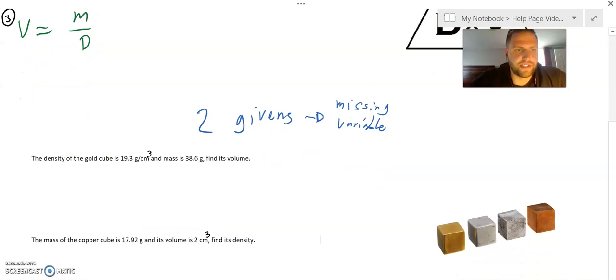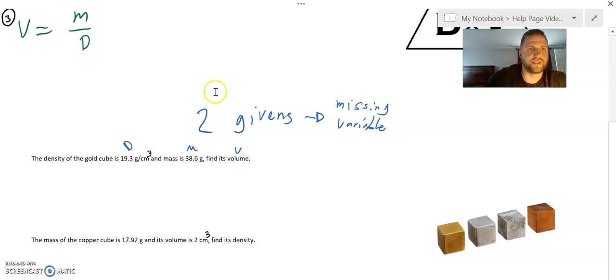So here's what it says. It says the density of the gold cube here on the right is 19.3 grams per centimeters cubed, and the mass is 38.6 grams. Find its volume. So here's what they've given us. Grams per centimeters cubed tells me that this is density. They've told us its mass, but if we didn't know that, we saw that these units have to do with grams, so that is a mass. And they want to solve for volume.